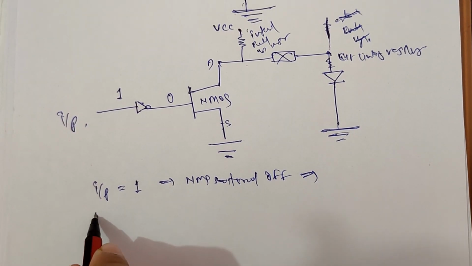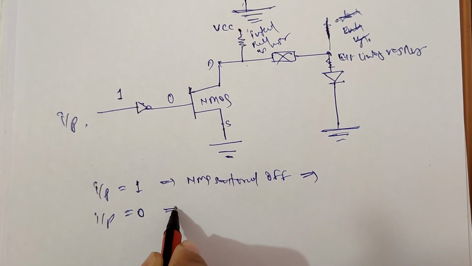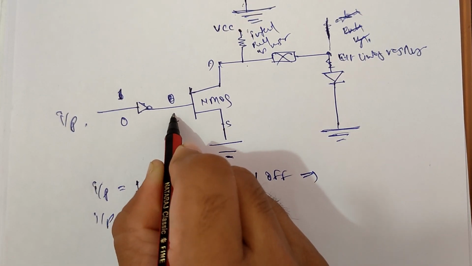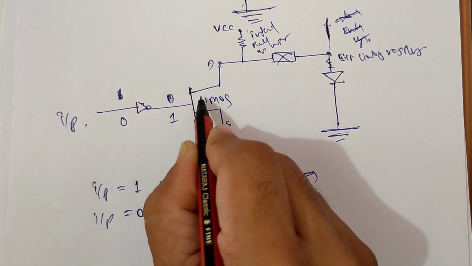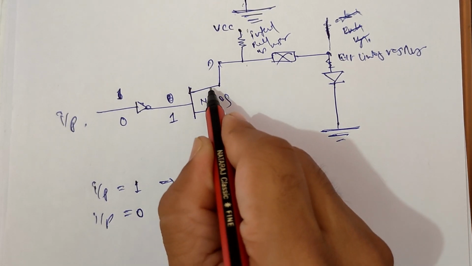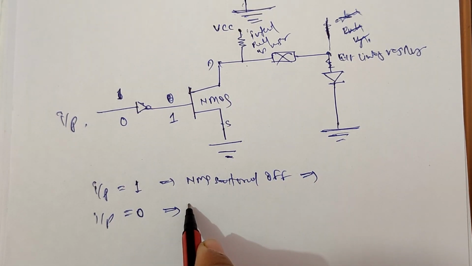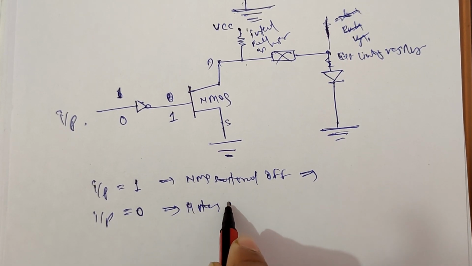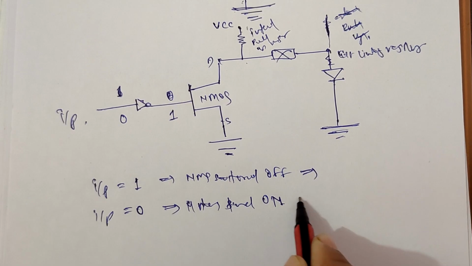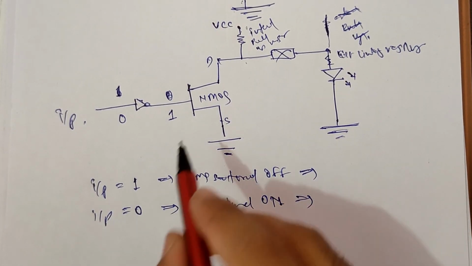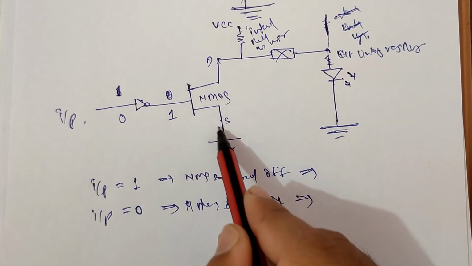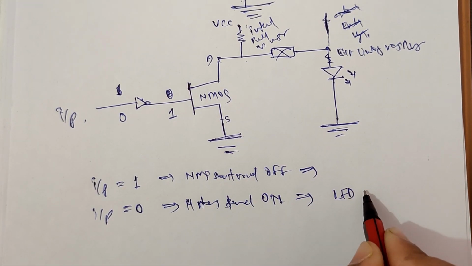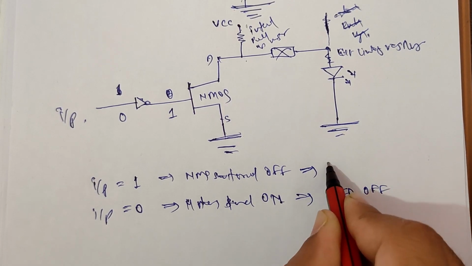When we write 0 as input, here I am giving 0, so after the NOT gate I will get 1, as 1 is applied across the NMOS gate terminal. Then this NMOS gets turned on. As it gets turned on, the LED pulls down to ground here. Okay, and the LED is off. Here I forgot to write LED on.